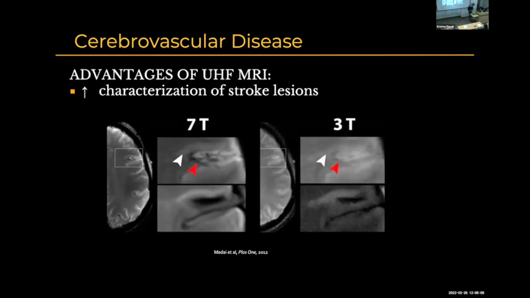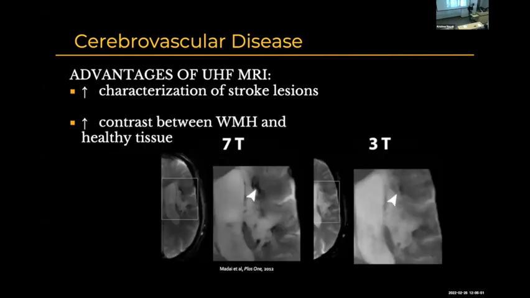And as I mentioned, one of the major advantages of the ultra high field is a better characterization of the stroke lesions, which is important for the clinician in order to understand the underlying cause of the stroke and therefore tailor the therapy based on that. Because, as you know, we can have two types of strokes, hemorrhagic or ischemic, and the treatment is completely different. And in ischemic strokes, you also don't want to increase the chances of bleeding in these patients, and therefore it's good to know the biological characteristics of the stroke lesions for treatment reasons.